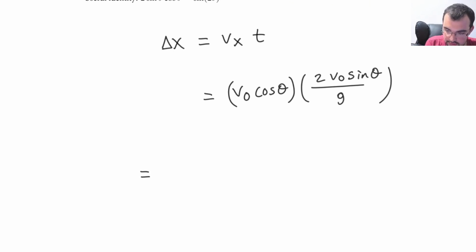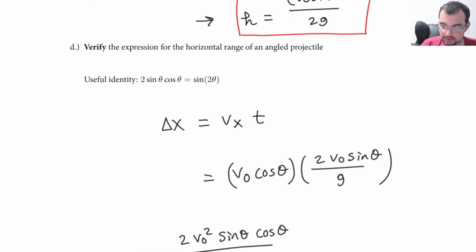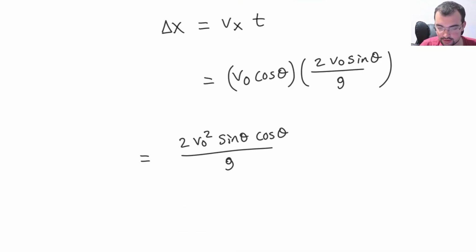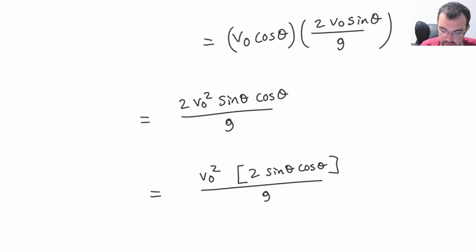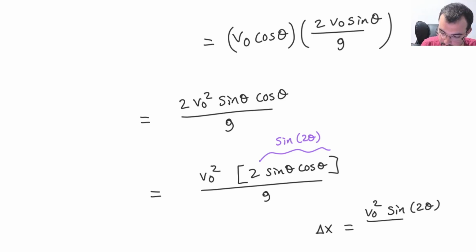So we have two factors of V0, so that makes a V0 squared. Then we get a sine theta and a cosine theta on top and a g on the bottom. And our key identity is 2 sine theta cosine theta equals sine 2 theta. So we can just associate that 2 with the trig functions, and that will give us the result we want, because this is just what our trig identity says is sine 2 theta. So we can get delta x is equal to v0 squared sine 2 theta over g.